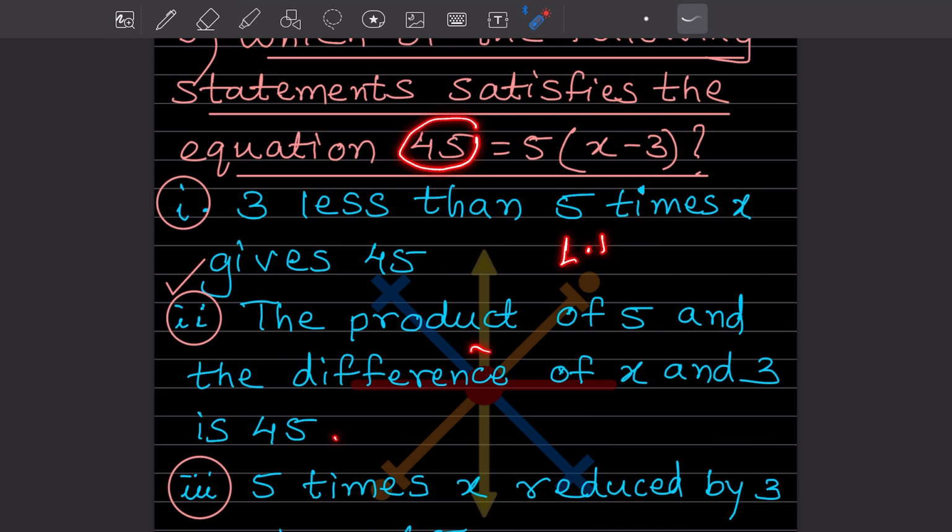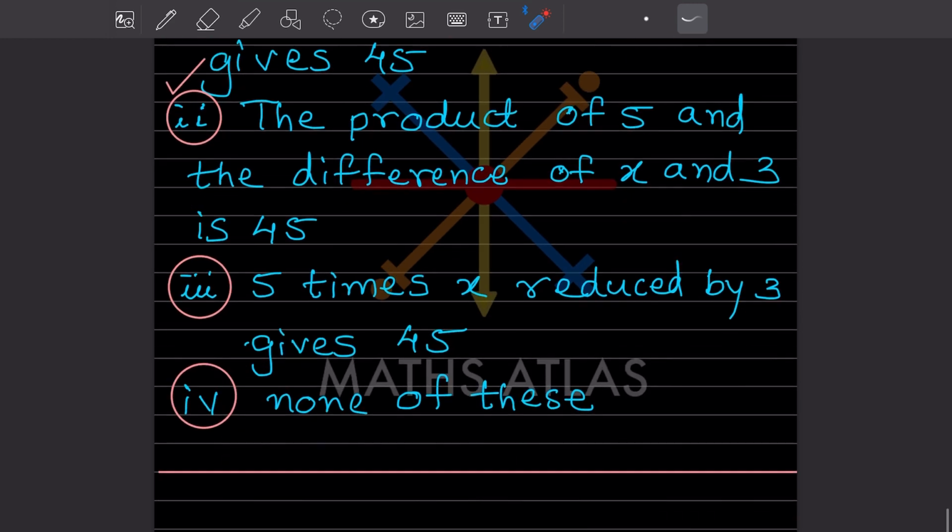As I told you in the previous one, we can also write the LHS first. LHS is equal to RHS or RHS is equal to LHS. Both can be the same. It doesn't change. So either you write this over here or you write it over here. That doesn't matter. So it is 45. So this should be the correct answer.